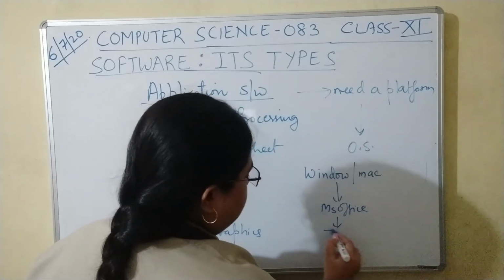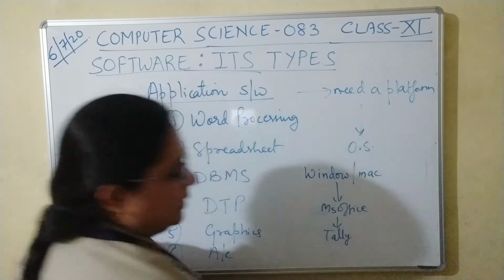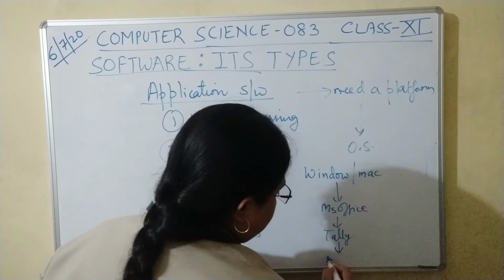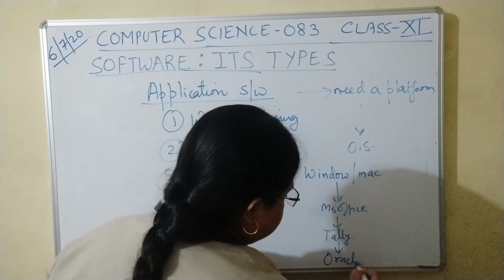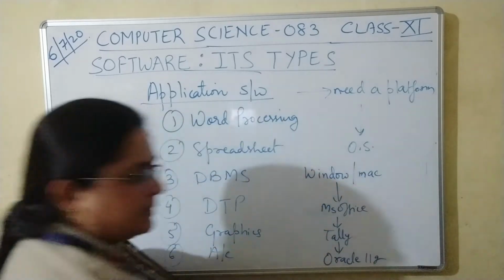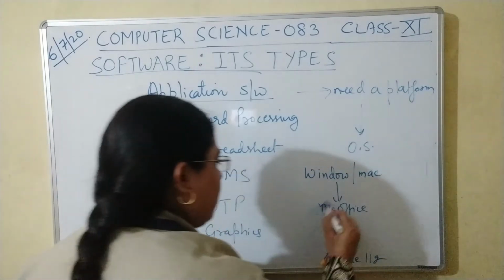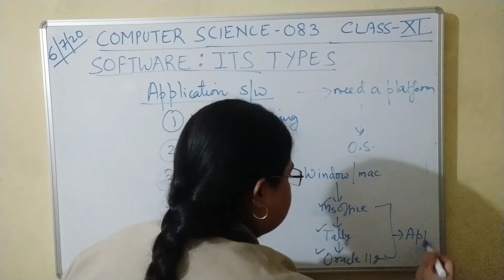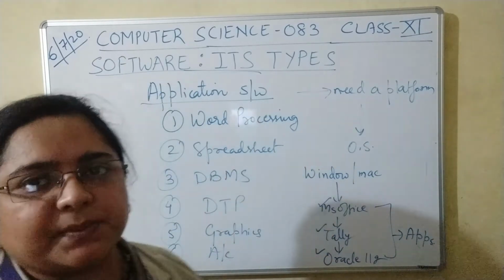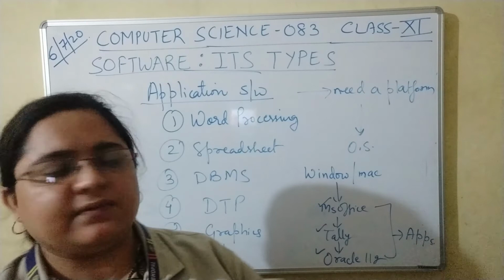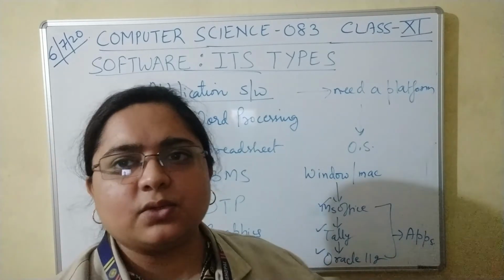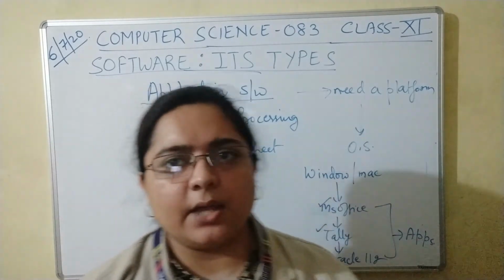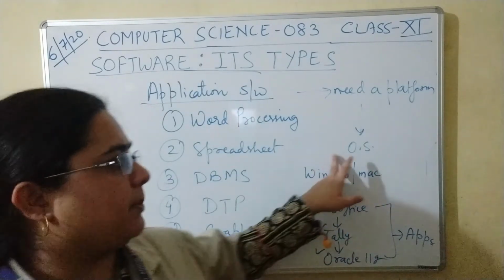Then you may think that you should also install an accounting package like Tally. You need to do a lot of database applications, so you can install Oracle 11G on your system. So all these types of softwares are known as what? Application softwares, or the short form, apps. Your smartphone also contains various apps. Those all are application softwares, and the main Android or iOS which is working, that is your operating system.